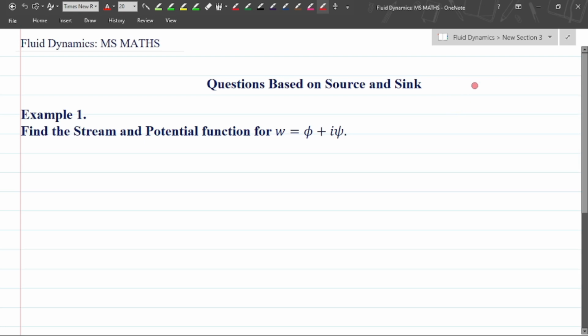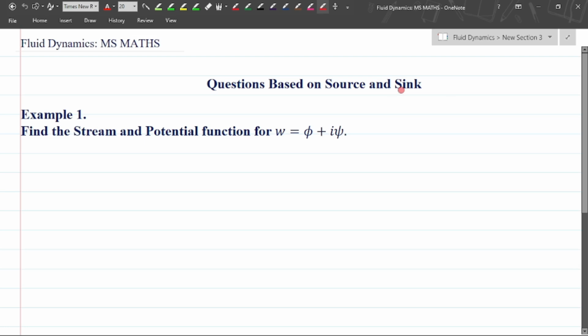In this video, we are going to discuss questions based on source and sink. The concept of source and sink we have already discussed. The source is a point from where fluid flow is produced symmetrically radially, and the sink is a point where the fluid flow is symmetrically radially inward. The combination of the source and sink is called the doublet.